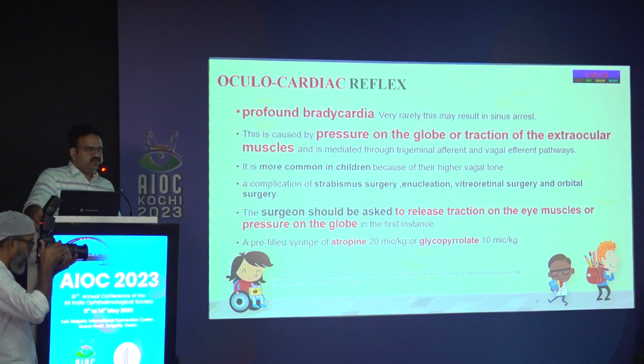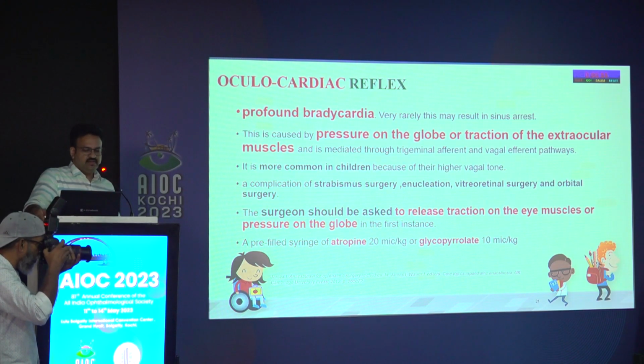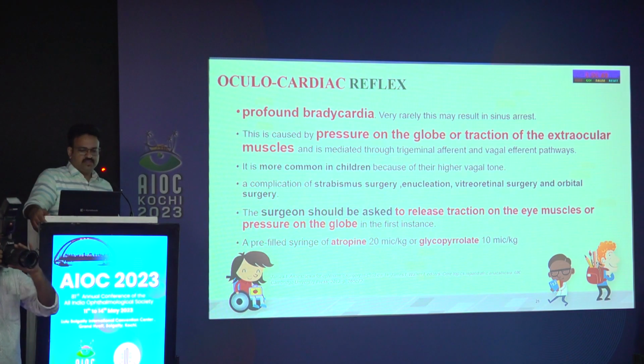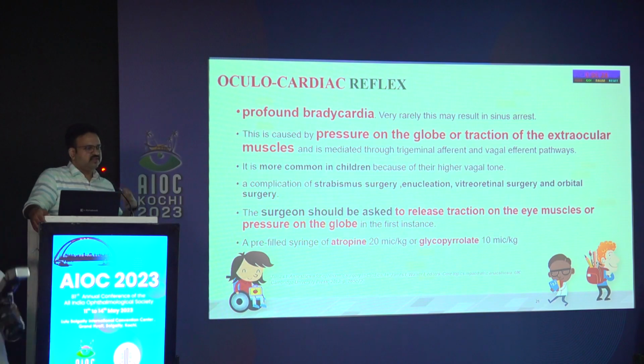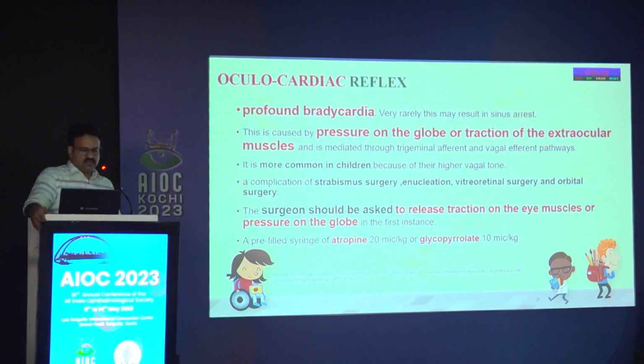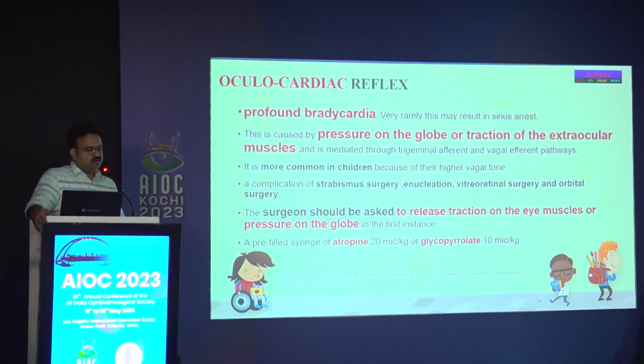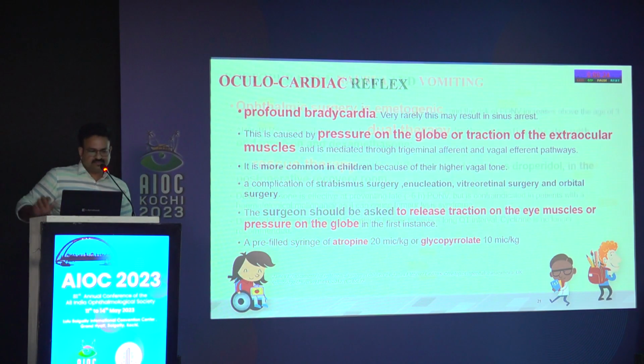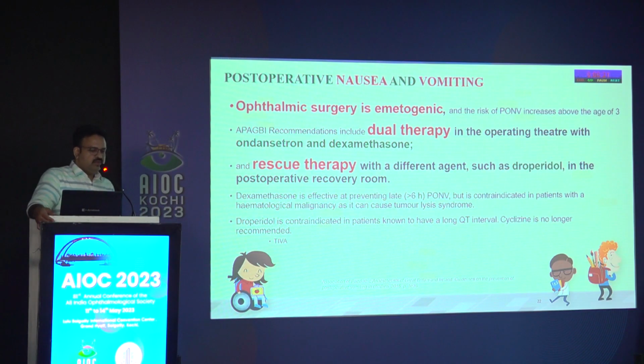Coming to the oculocardiac reflex, it is profound bradycardia, which very rarely can result in a sinus arrest. This is caused by pressure on the globe and/or traction of the extraocular muscles. That's more common in children because they have a higher vagal tone. It is mostly seen as a complication of strabismus surgery, enucleation, vitreoretinal surgery, and orbital surgery. Basically, extraocular muscle stimulation can cause OCR, and the surgeon should be asked to release the traction on the eye muscles and pressure on the globe as a first instance, and if it is not responding to that, we give atropine or glycopyrrolate.